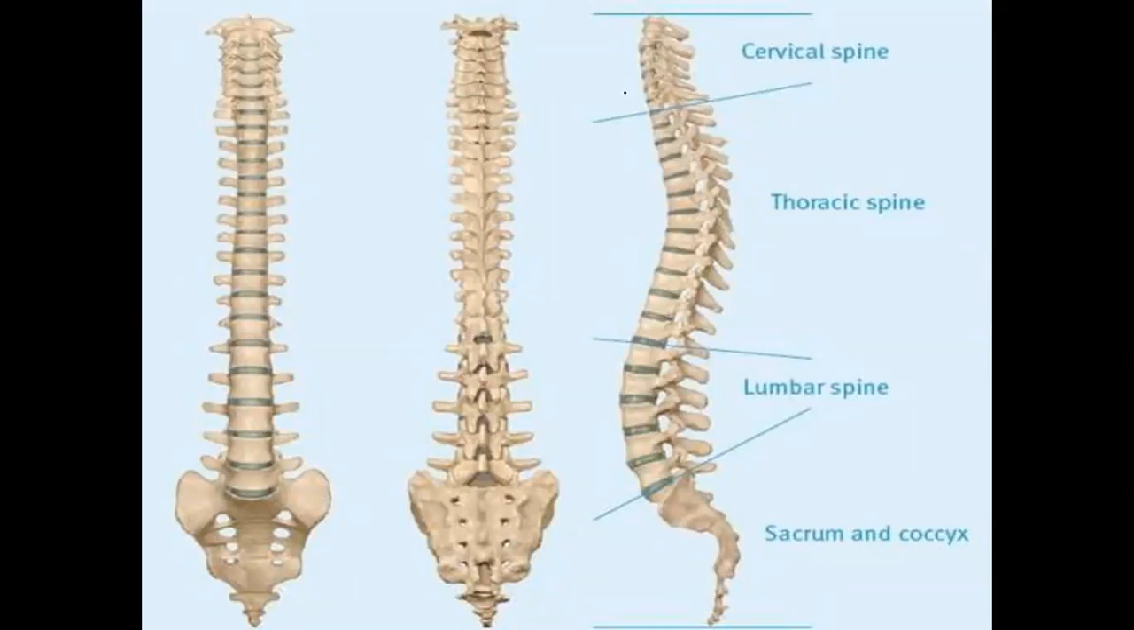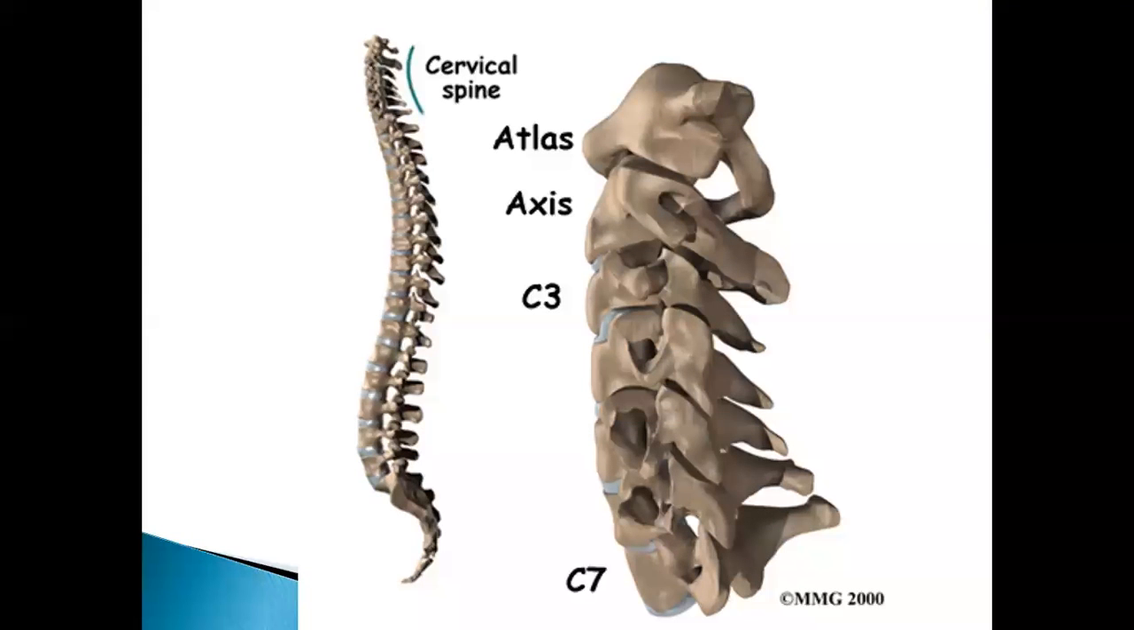Look at this, it is not straight, it shows an S-shaped curve. There are two curvatures, one in the cervical area and another in the lumbar area. So our vertebral column is not straight, it shows curvature. Atlas is the first one. The second one is the axis.